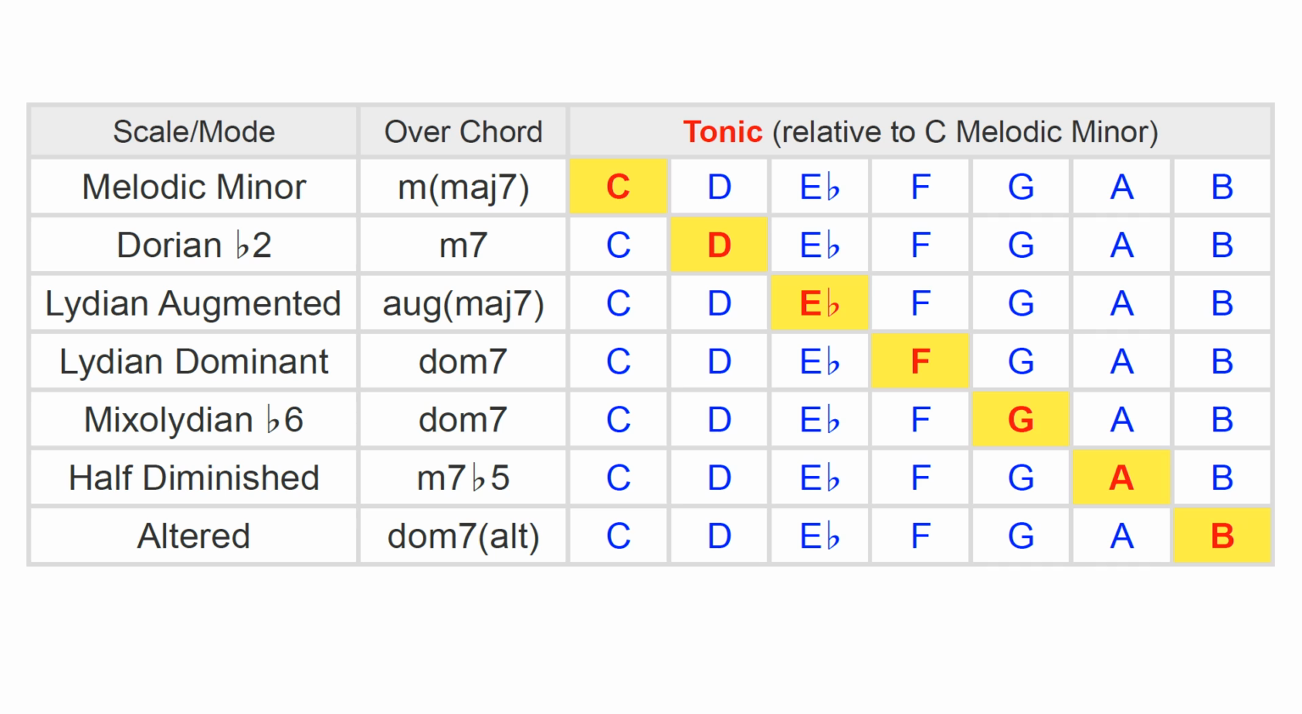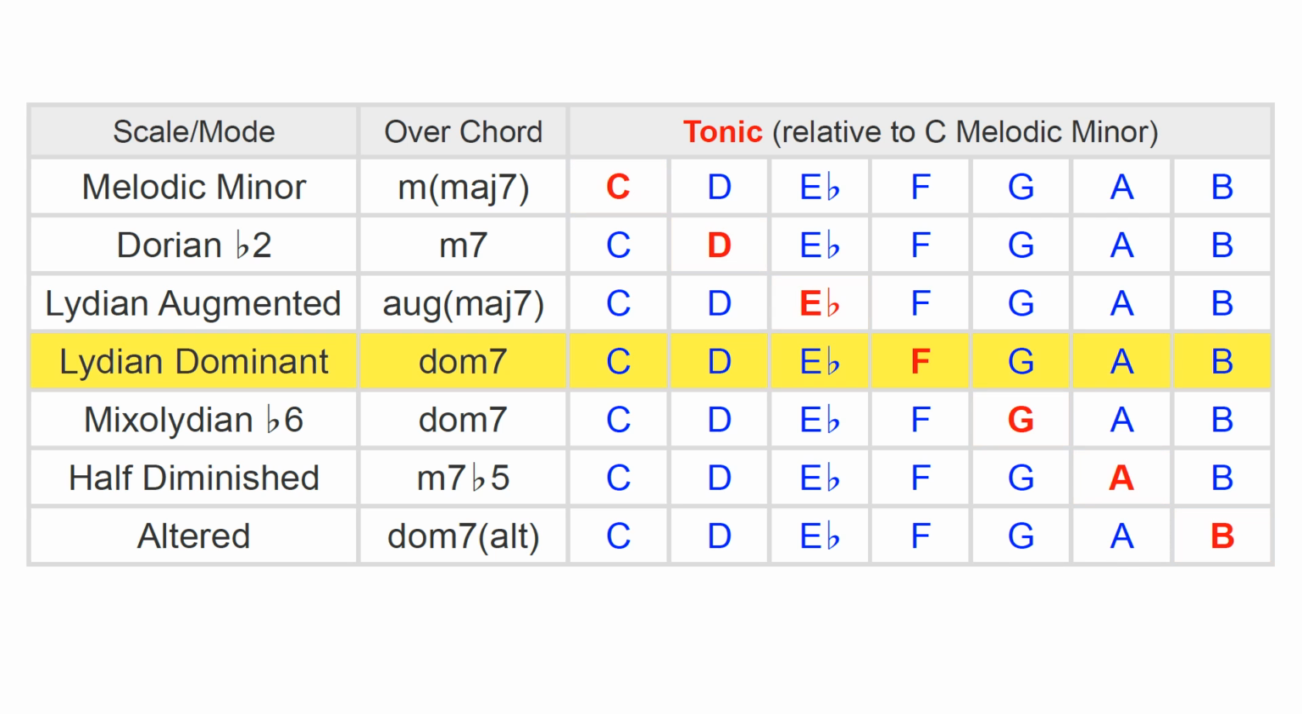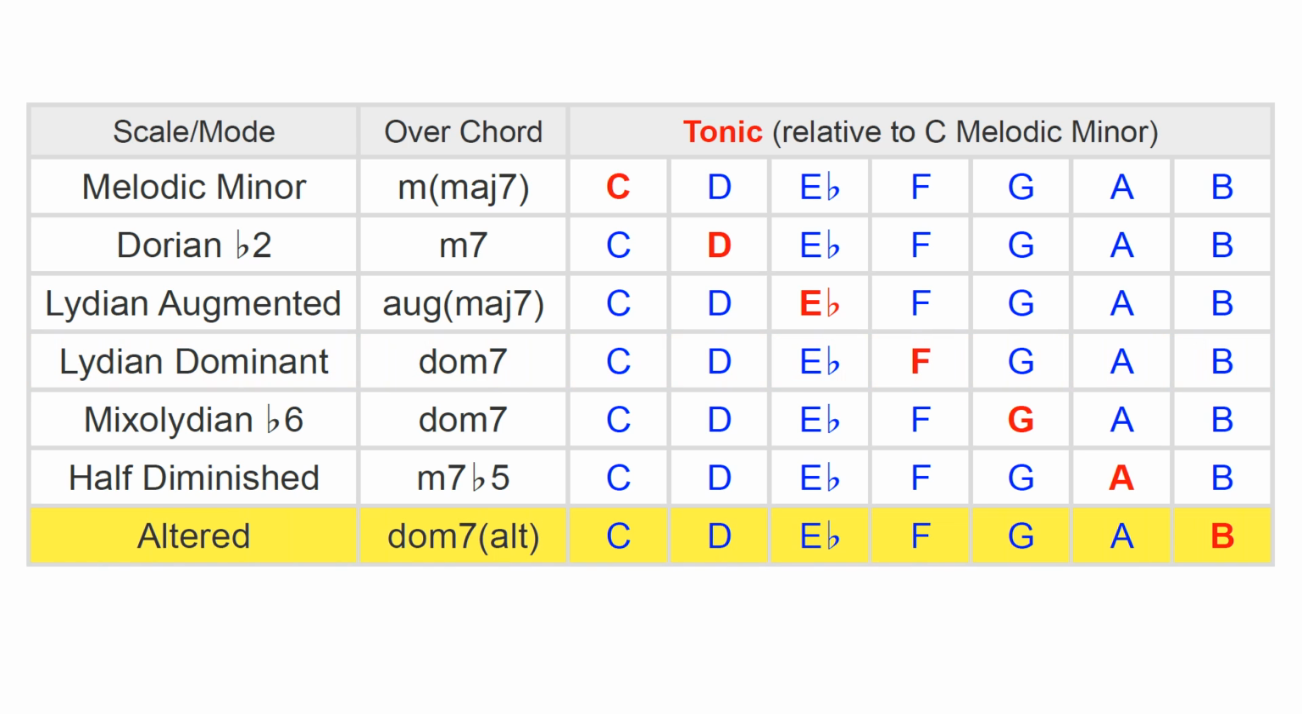play these modes. For example, F Lydian dominant uses the same 7 notes and therefore the same roadmap as C melodic minor, as does B altered. All we need to do is position our melodic minor patterns appropriately to cover these modes.